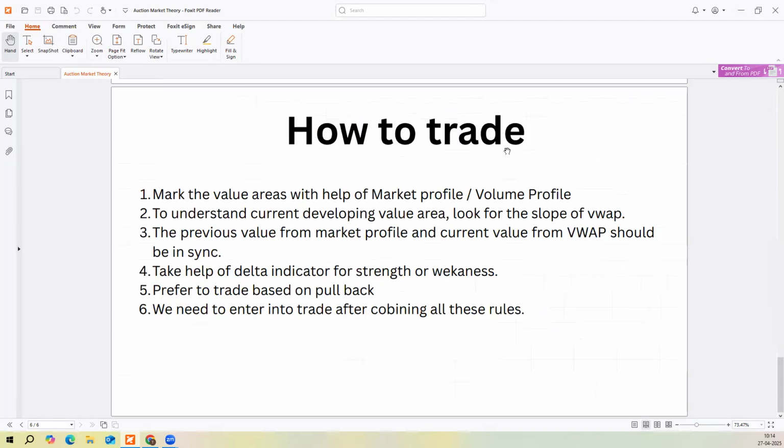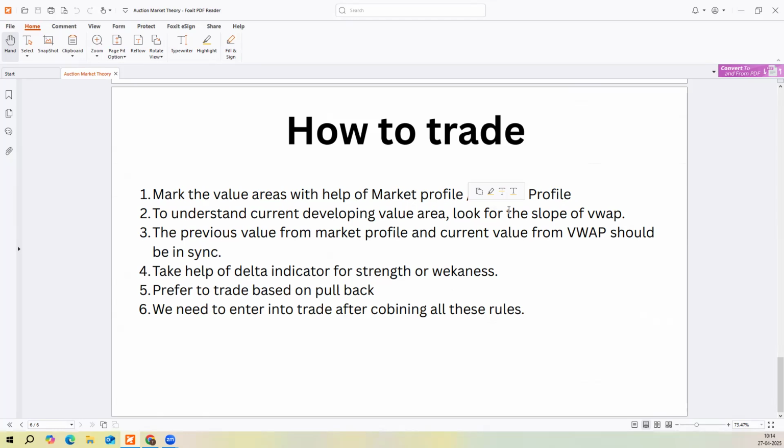Now, how to trade? First of all, as we have done right now, we have to create the value areas with the help of market profile or volume profile, whatever you like. Both of them give almost the same area. Then to understand the current developing value area, you have to look at the slope of the VWAP. Say for example, the market has opened inside the previous day value area, and the slope of the VWAP is also flat, then you can be double sure that the market will be moving inside the previous day value area and also the current day value area. So you can initiate trades at the edges.